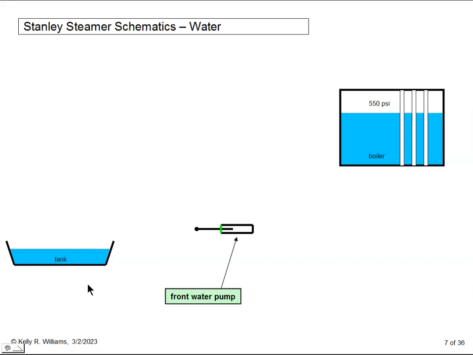We have to move the water from the tank to the boiler, so we add a pump. This is a plunger pump, not a piston pump, so the plunger doesn't make contact with the inside wall of the pump. The packing, in green here, seals the plunger's movement. When the plunger is pulled outward, it creates suction here and draws fluid in. When it's pushed back in, it creates pressure here and forces fluid out.